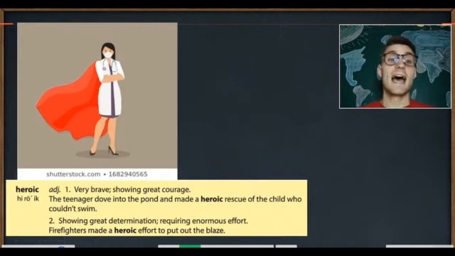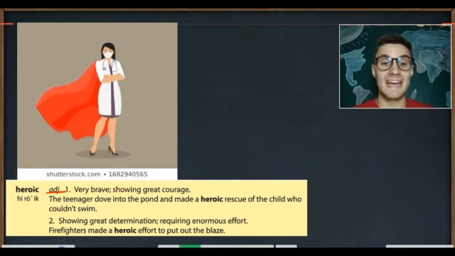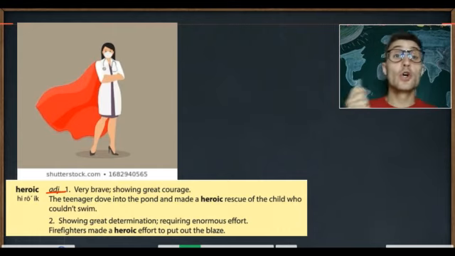Next, it's heroic. Heroic also has two adjective meanings. First, heroic is a word used to describe someone who is very brave, showing great courage. Heroic. The teenager dove into the pond and made a heroic rescue of the child who couldn't swim.